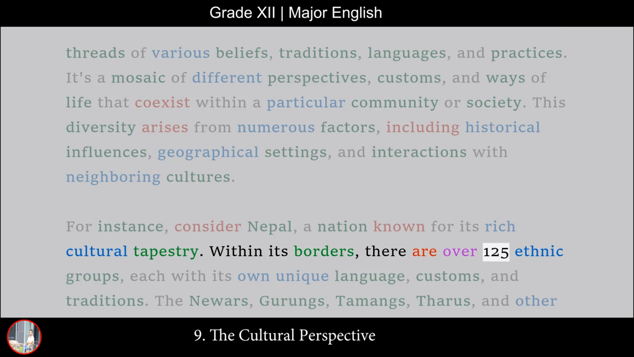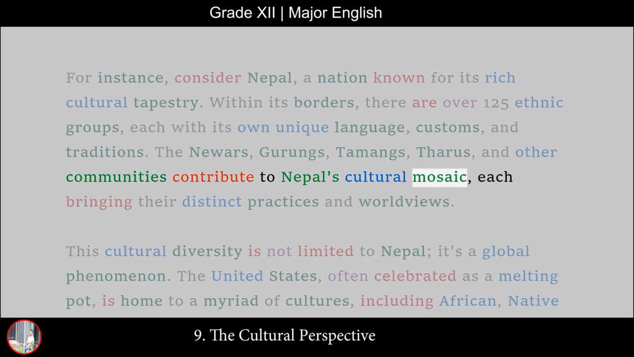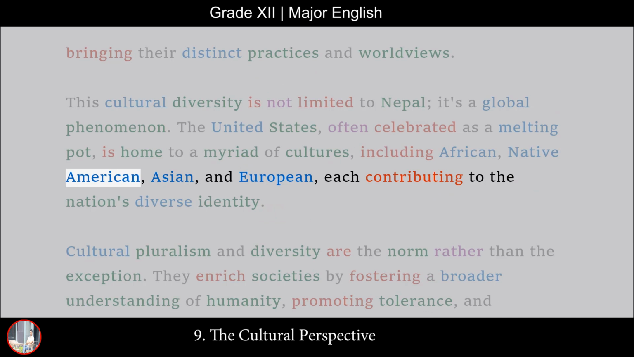Within its borders, there are over 125 ethnic groups, each with its own unique language, customs, and traditions. The Newars, Gurungs, Tamangs, Tharus, and other communities contribute to Nepal's cultural mosaic, each bringing their distinct practices and worldviews. This cultural diversity is not limited to Nepal, it's a global phenomenon. The United States, often celebrated as a melting pot, is home to a myriad of cultures, including African, Native American, Asian, and European, each contributing to the nation's diverse identity.